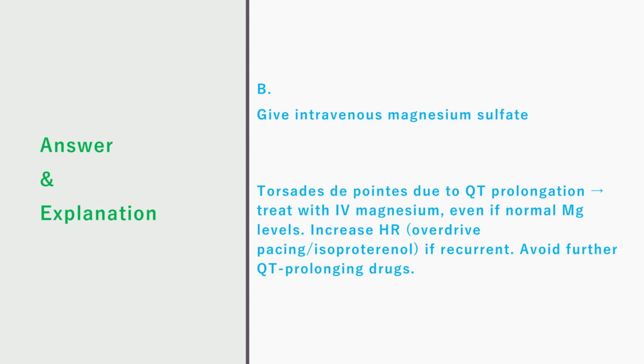Give intravenous magnesium sulfate. Explanation. Torsades de pointes due to QT prolongation: treat with intravenous magnesium, even if magnesium levels are normal. Increase heart rate if recurrent, by overdrive pacing or isoproterenol. Avoid further QT prolonging drugs.